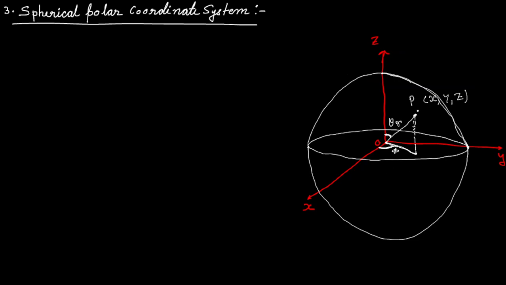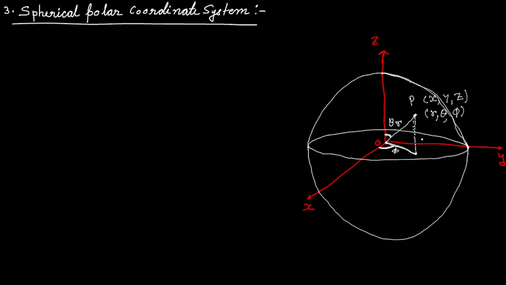So to represent this same point P in terms of spherical polar coordinates, we need these three variables. One, R, which represents the distance of this point from the center of the sphere. Second, theta, which is the angle between R and the positive z-axis. And third is phi, which is the angle between the projection of this R on the xy plane and the positive x-axis. So in spherical polar coordinates, we can represent this point by R, theta, and phi.